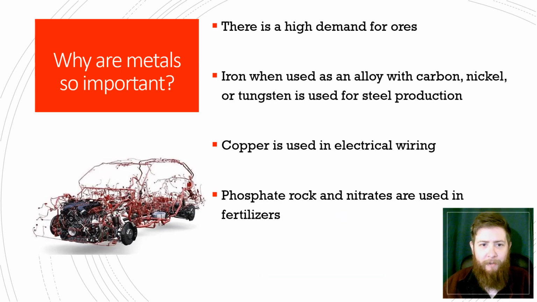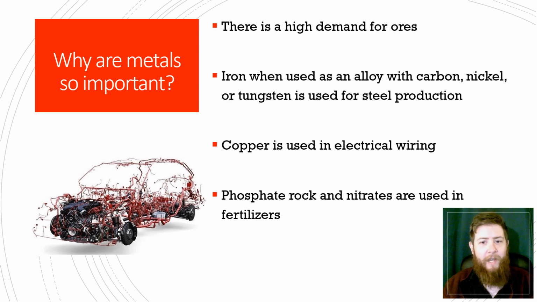But why, especially for metals, why are they so important? There's a really high demand for things like iron, so we can make carbon, we can make nickel, we can make tungsten, because we like to make steel. Copper is used in electrical wiring and heating. This here is a picture of a car with all the copper wires in it. On average, cars have about 55 pounds of copper in them.